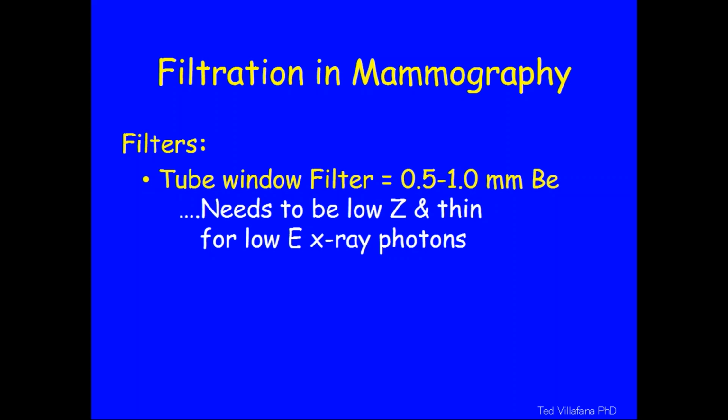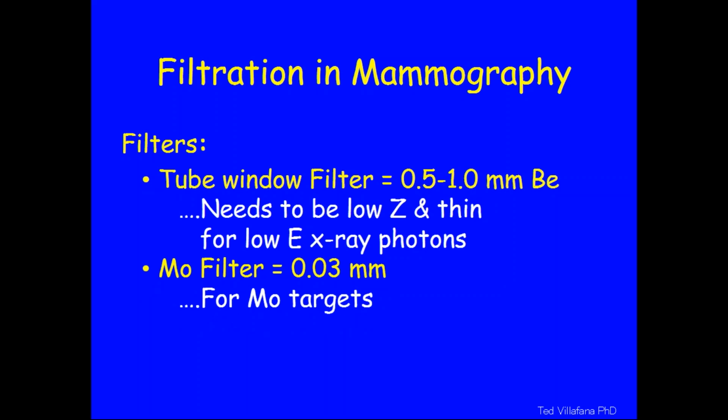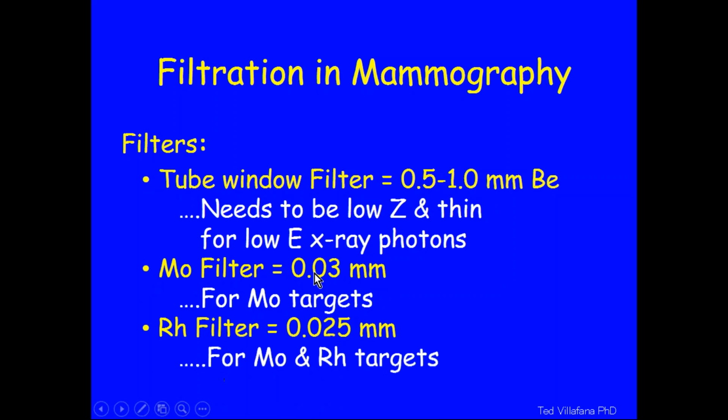Remember, in mammography, you want those low energy X-ray photons around the monochromatic peak, at the 20 keV peak in molybdenum, and the 23 keV peak for rhodium. Okay, the filter itself, the molybdenum filter for a molybdenum target, notice is very, very thin, 0.03 millimeter. That's a thin foil that we use. The rhodium filter is about the same thickness.